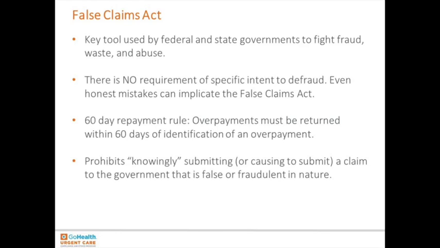Overpayments have to be returned to the government within 60 days of identification. That basically means that anytime that we find an overpayment, even if it was an honest mistake, we have 60 days to get that money back to the government. If we happen to go to the 61st day or beyond, what was an honest mistake could potentially turn into false claims liability, and we could be hit with extra penalties for not getting it back to the government on time.